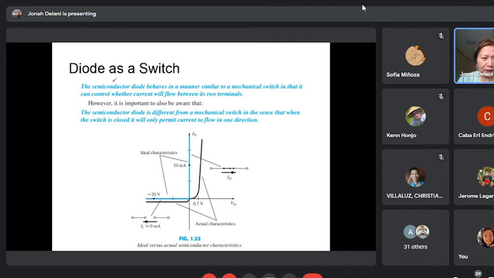So what is a diode as a switch? It is similar to a switch. Parehas siya because it will allow the current to flow and then pwede po dili mo apagyon niya ang current. However, it is different from a switch because the diode would only permit current to flow in one direction.